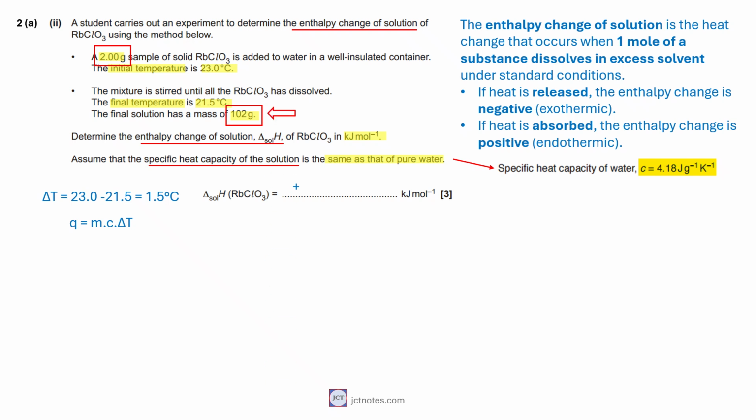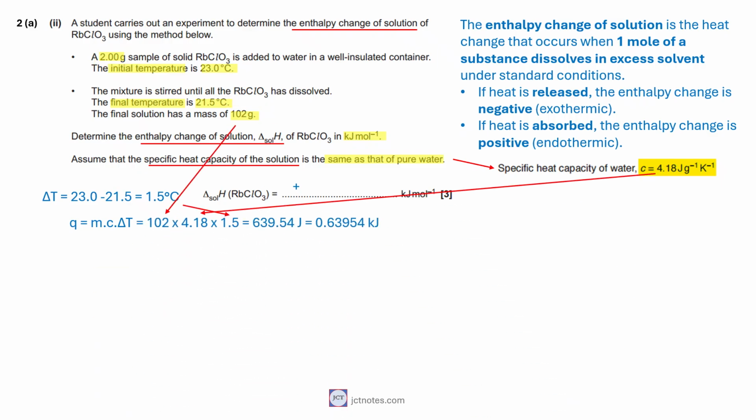102 grams. Substituting the values into the equation, the heat change is equal to 102 multiplied by 4.18 multiplied by 1.5. This gives 639.5 joules. Converting to kilojoules gives 0.6395 kilojoules.